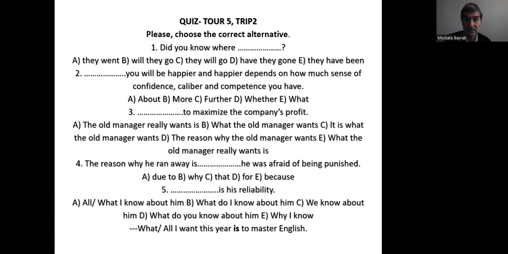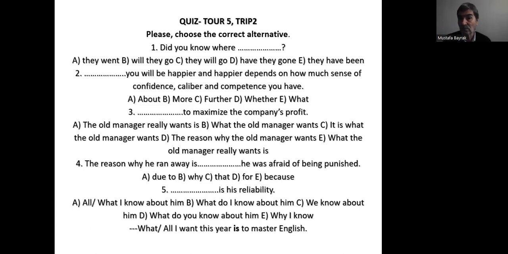Okay, which one is true here? The old manager really wants... No, the old manager really wants... Okay, maybe. What the old manager wants? Well, there is noise, so B is incorrect. It is what the old... no. The reason why the old manager wants... no.